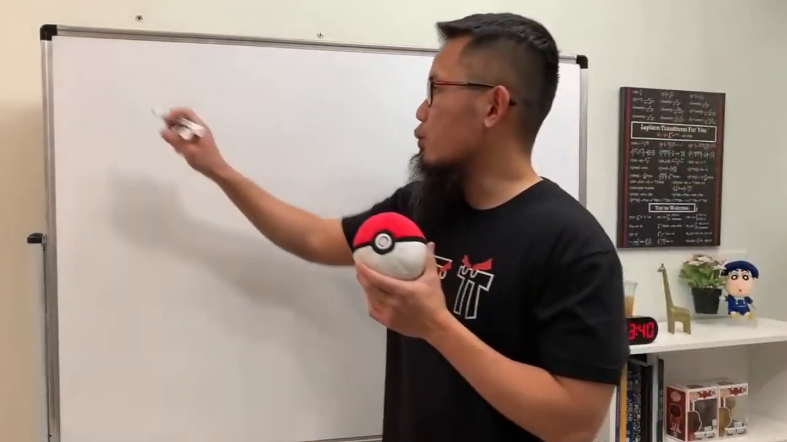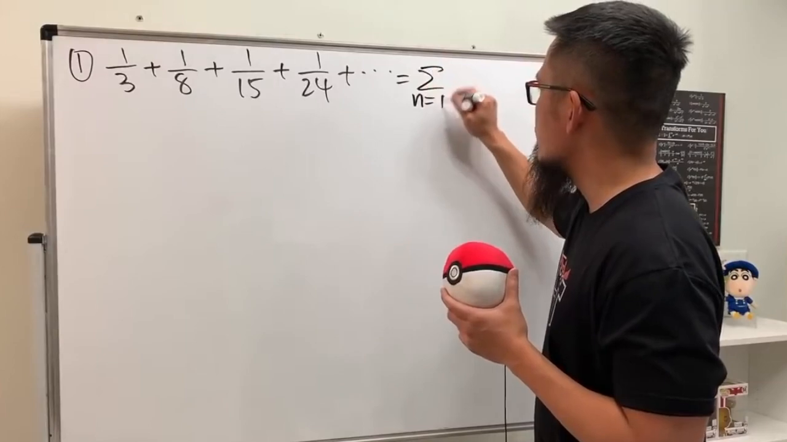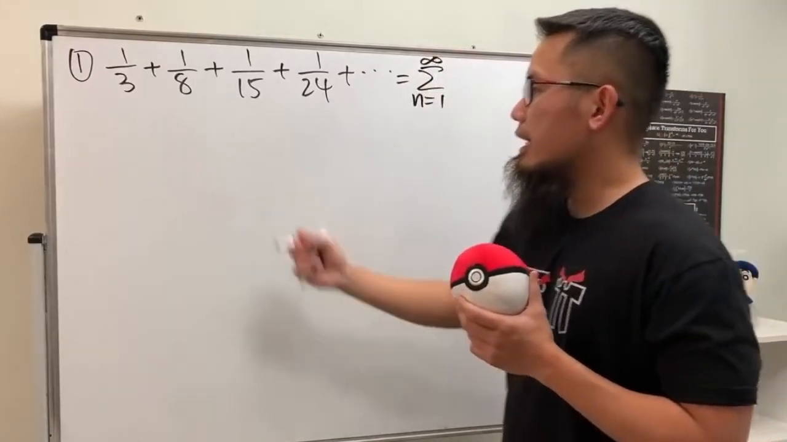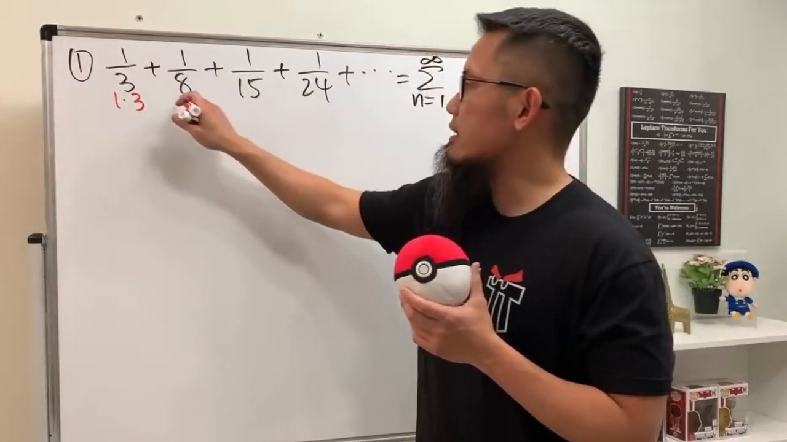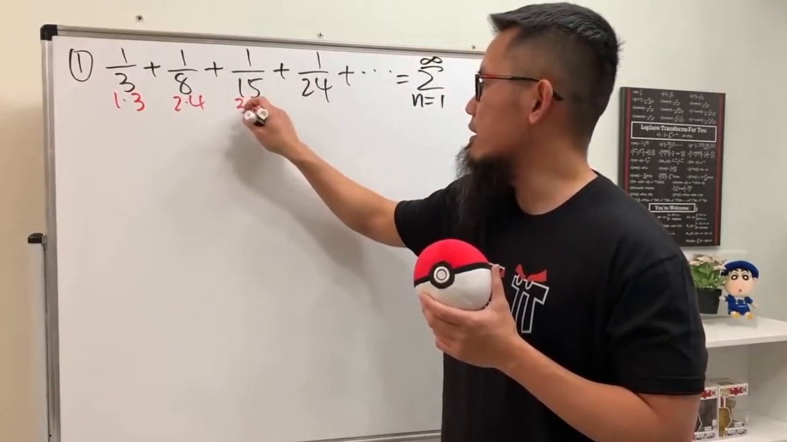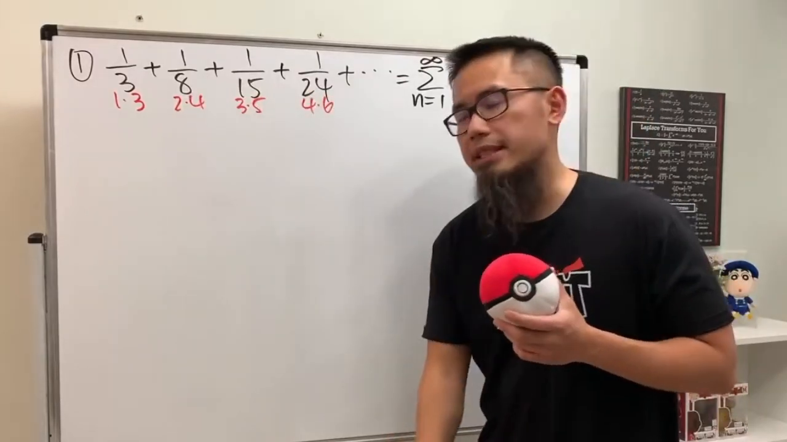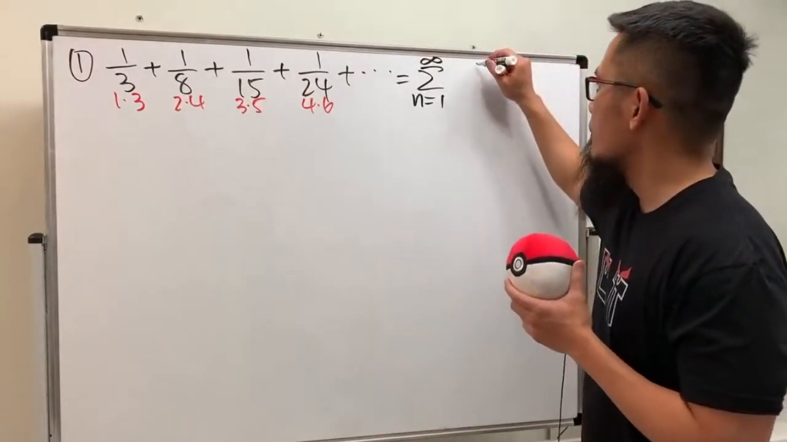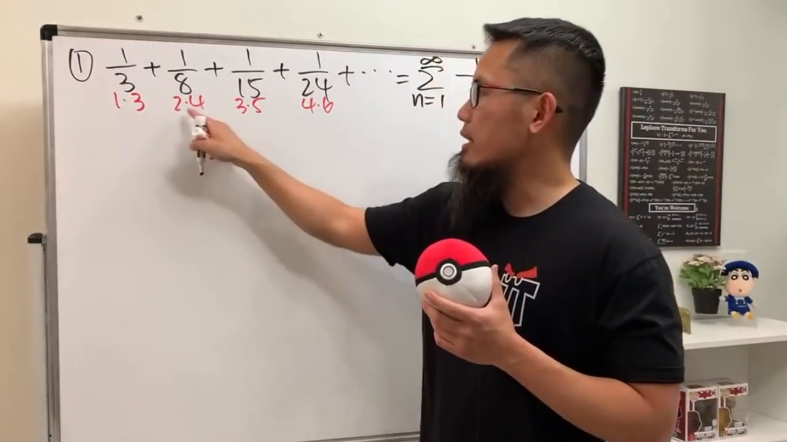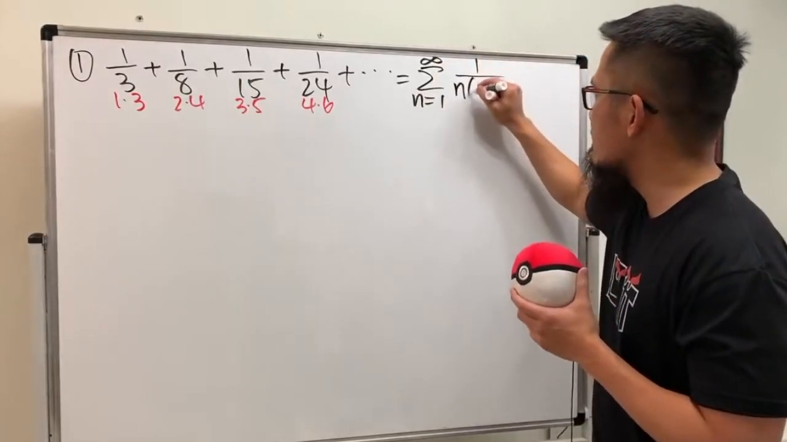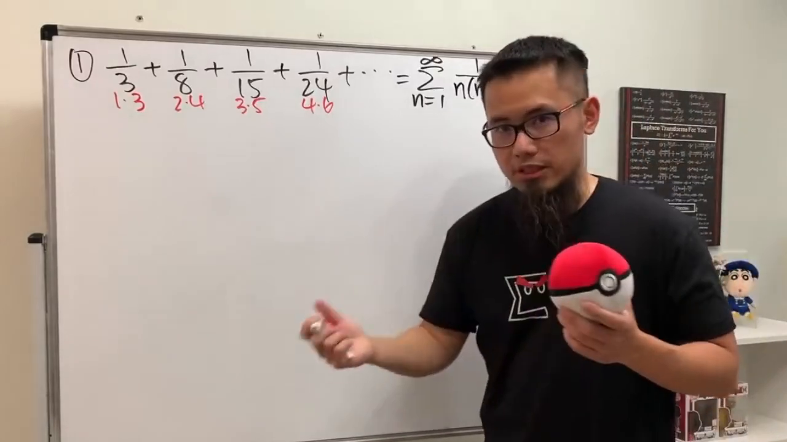Here is the first one. It's always a good idea to write this down as a series. So let's see, n goes from 1 to infinity. If you look at this 3, it's the same as 1 times 3. This 8 is the same as 2 times 4. This right here is the same as 3 times 5, and this is the same as 4 times 6, and so on. So if n starts with 1, this is just 2 more than that, right? So you can see that we just have n times n plus 2. So this right here is the series in summation form.